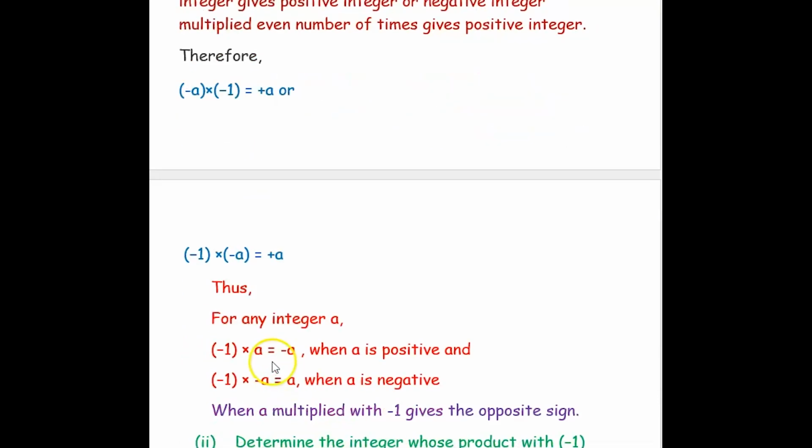Thus for any integer a, -1 times a is negative a when a is positive, and -1 times negative a is equal to positive a when the integer a is negative. So when a is multiplied with -1, it gives the opposite sign. If it is positive, the answer will be a negative integer. If a is a negative integer, the result will be a positive integer.